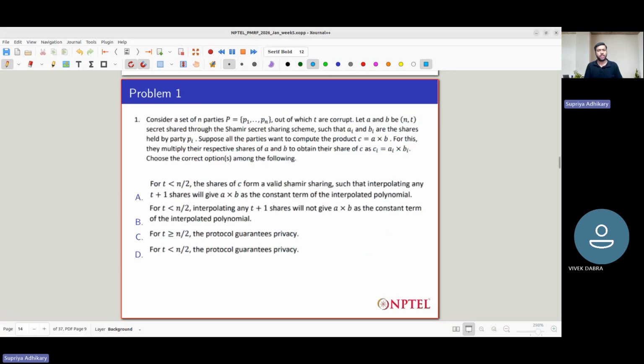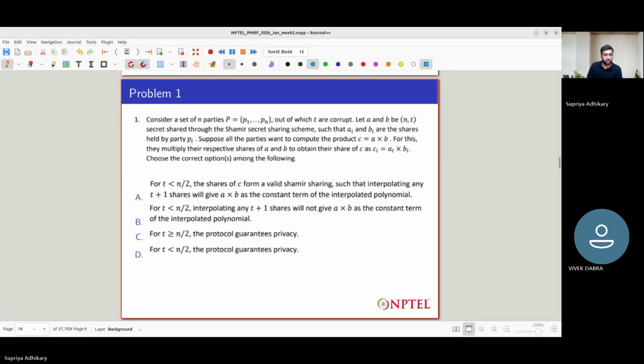First, we consider the set of n parties, P1 up to Pn, out of which t are corrupt. A and B are (n,t) secret shared through some secret sharing scheme, such that Ai and Bi are the shares held by party Pi. Suppose that all the parties want to compute the product C equals A times B, and for this they multiply their respective shares of A and B to obtain the share of C. Which one of these is correct? Which one of them is the correct option?